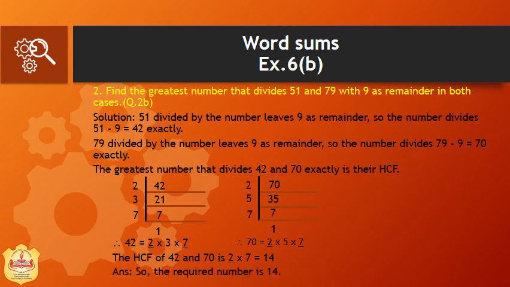So, the required number, that is the greatest number that divides 51 and 79 with 9 as remainder, is 14. Okay, so 14 is the answer. I hope you have understood this question. So, let's move to the next question.